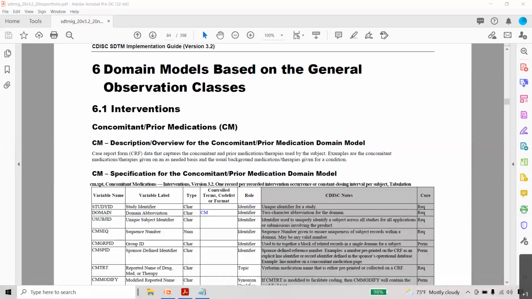Hi everyone. Today I'm going to discuss the concomitant medication domain, which is a part of the intervention general observation class. The SDTM IG 3.2 section has been classified into several classifications: special purpose domains, intervention general observation class, events general observation class, findings general observation class, findings about trial designs domain, and relationship datasets. This is the classification in the SDTM IG 3.2 version.